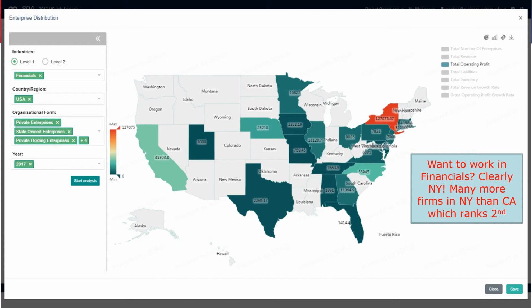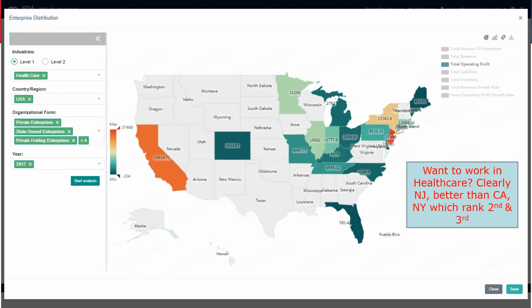If you want to work in financials, clearly you should move to New York. New York has many more financial firms and profits than California, which ranks the second. If you want to work in healthcare, the top choice would be New Jersey. New Jersey has more profits than California and New York, which rank the second and third in the healthcare sector.